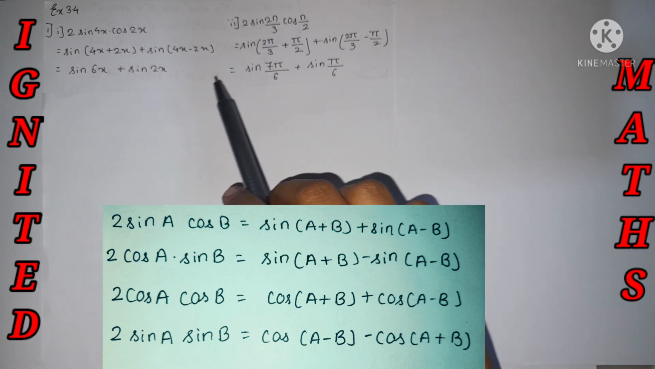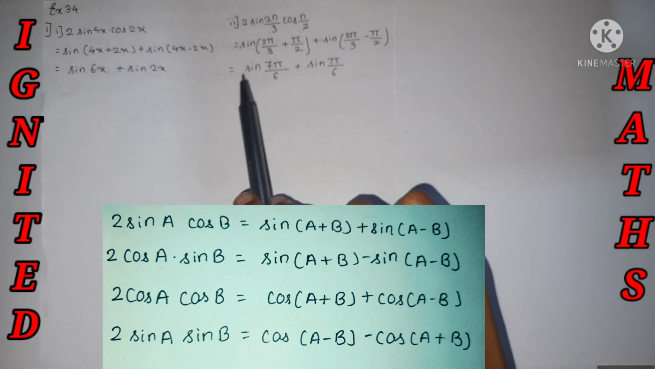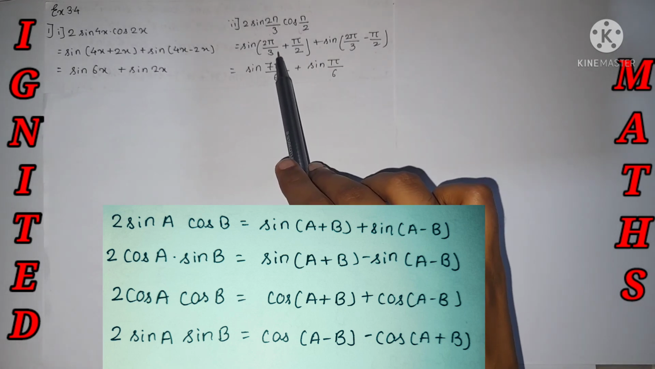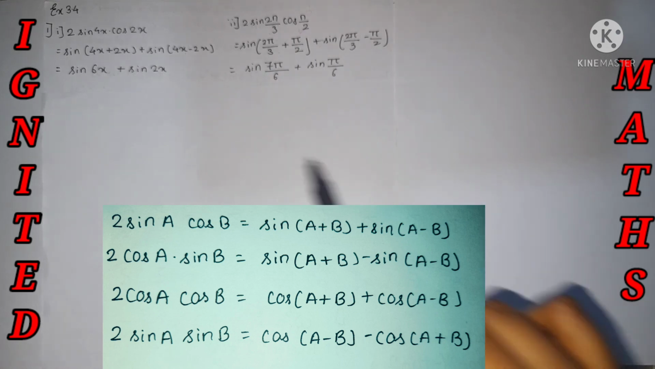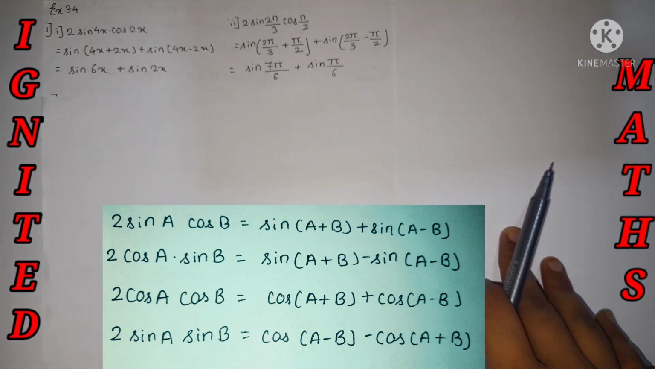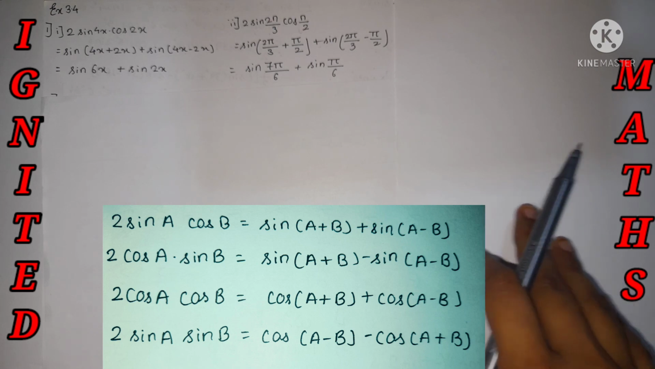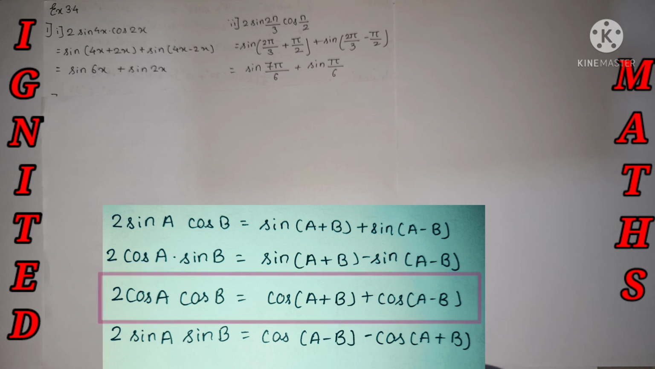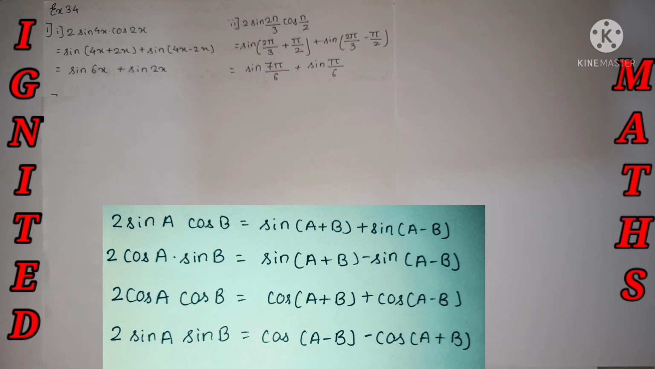Just put the formula according to the given question and we'll be getting the answer as 7 pi by 6. Okay, just rationalize the denominator in both the terms and we'll be getting the answer. The third sub question is done the same way, but we need to use the formula of 2 cos a into cos b. Yes, it is the third formula mentioned over here. Just put the formula and we'll be getting the answer.